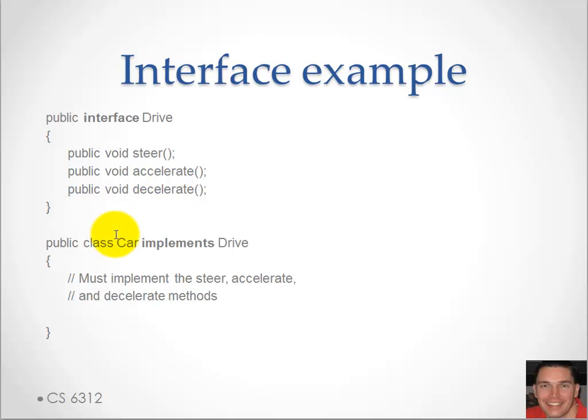Now how we use an interface class is we say public class, whatever our class name is here, and then the keyword here is implements. We use the keyword implements to implement an interface. We implement the Drive class. Similar to our abstract classes, if we have an abstract method, then we are forced to implement that abstract method if we extend an abstract class. If we implement an interface, then any class that implements that interface must implement those methods. So we must have a completed steer method, an accelerate method, and a decelerate method.